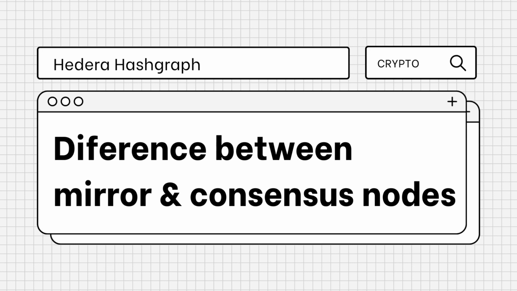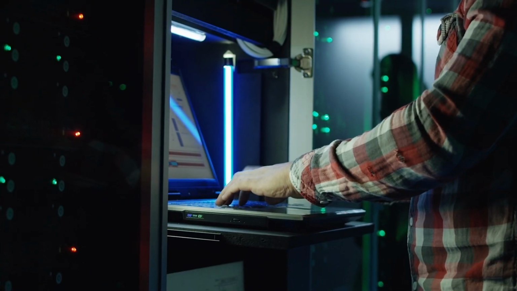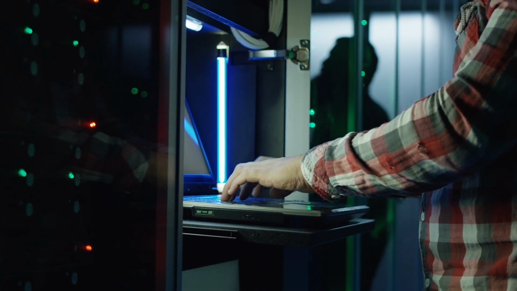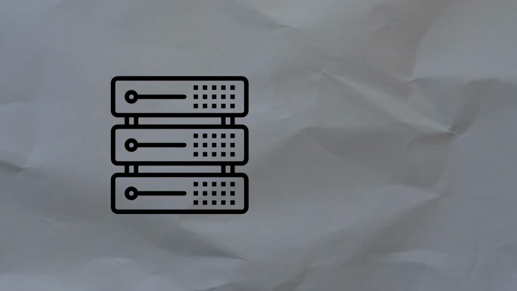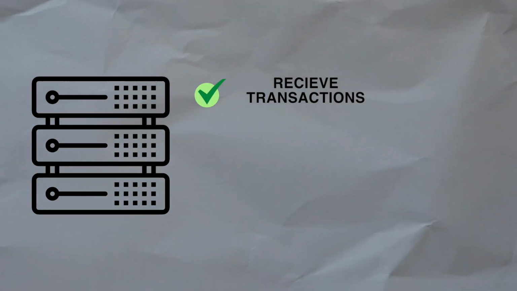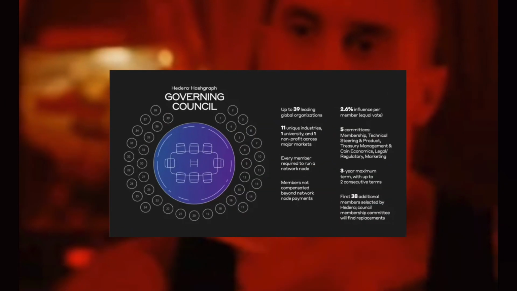Consensus and mirror nodes. The Hedera network is powered by nodes that ensure the security, scalability, and reliability of the distributed ledger. Node operators are responsible for running the node, maintaining uptime, and participating in consensus. The Hedera network consists of two types of nodes: consensus nodes and mirror nodes. Consensus nodes are a type of node in the Hedera network that participate in the consensus process. Consensus nodes receive transactions, contribute to the Hashgraph consensus, and store the public ledger's latest state. Consensus nodes are currently permissioned and operated by the Hedera Governing Council. This means that only selected entities can be consensus nodes.